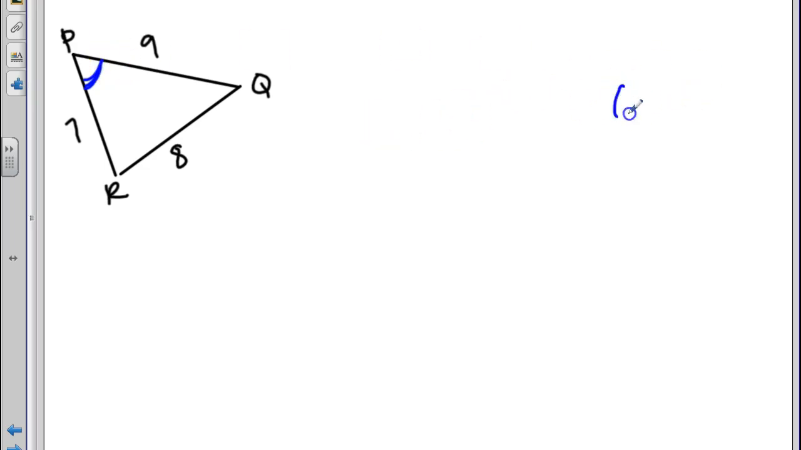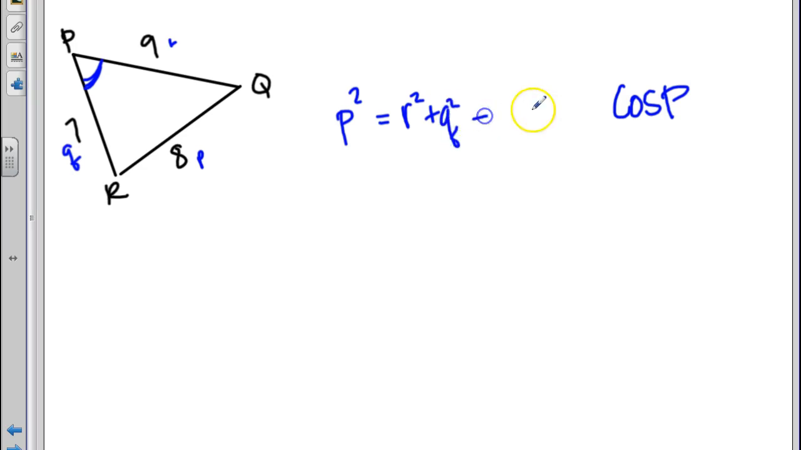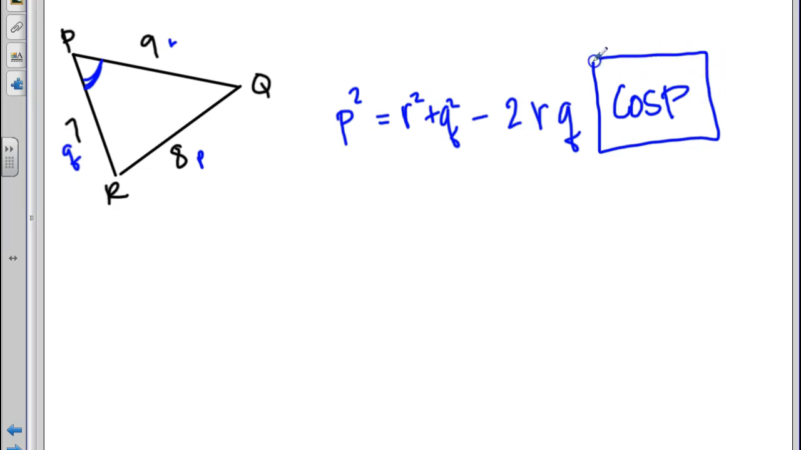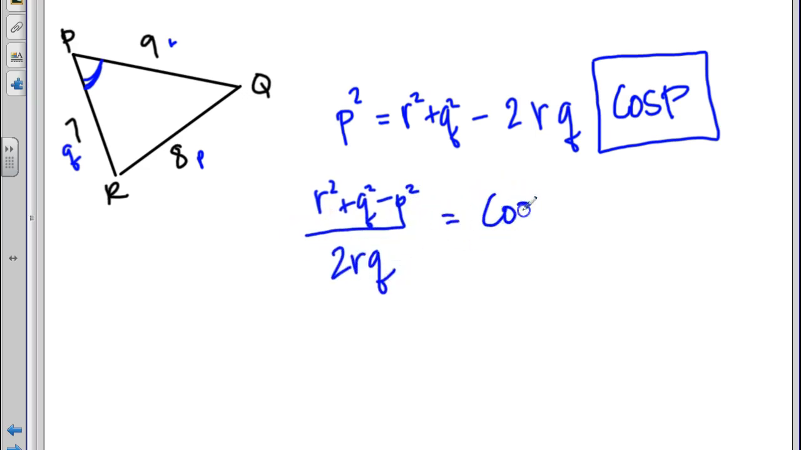So when I put this in the formula, I'm going to have cosine P, which means P squared is going to go on this side. So I have P squared equals, so this is little r, this is little q, this is p. All right, so p squared equals r squared plus q squared minus 2 times r times q times the cosine of p. All right, so let's plug stuff in. And remember, I can solve for this guy. So now it looks like this. R squared plus q squared minus p squared over 2rq equals cosine of p.